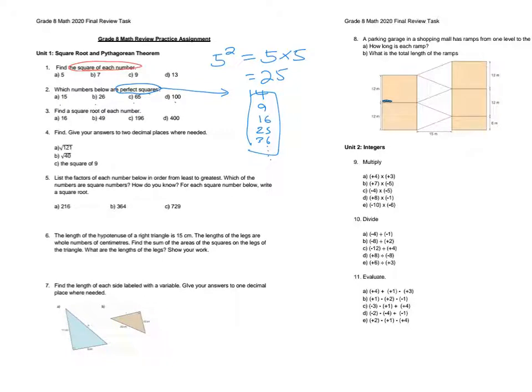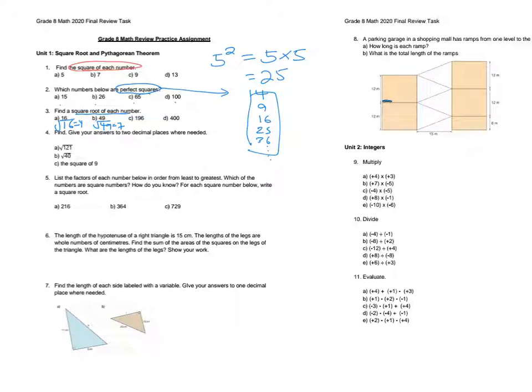When a question says to find a square root of each number, all you're going to do is square root these numbers and find the square roots of them. The square root of 16 is 4, 7, and so on with the other numbers.